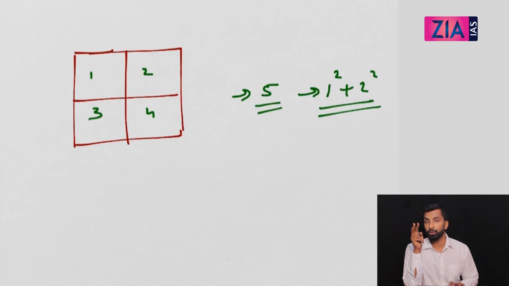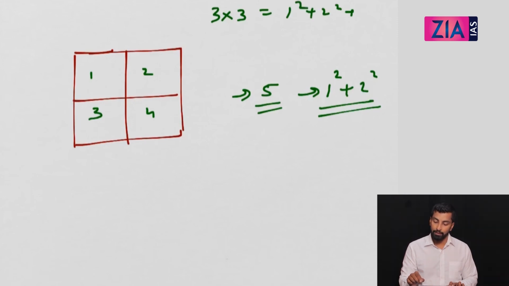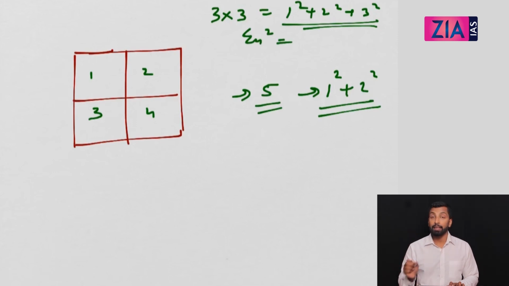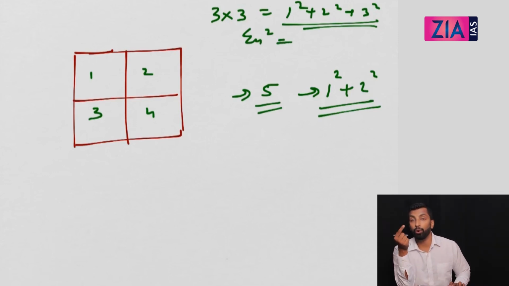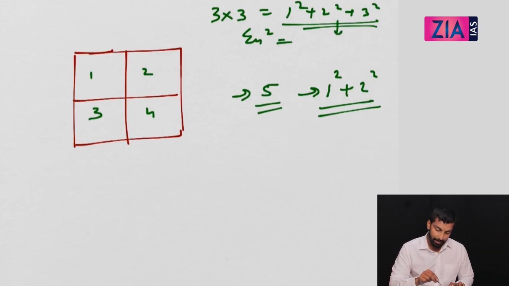So if it is a 2 into 2 square, the number of squares will be 1 square plus 2 square. If it was a 3 into 3 square, then 1 square plus 2 square plus 3 square. So if it was a 3 into 3 square, your answer is 1 square plus 2 square plus 3 square, which is nothing but sigma n square. That's why you need to know the formula of sigma n square. Here also you can manually find it: 1 square is 1, 2 square is 4, 3 square is 9. So you can get the answer easily. 13 plus 1, 14.